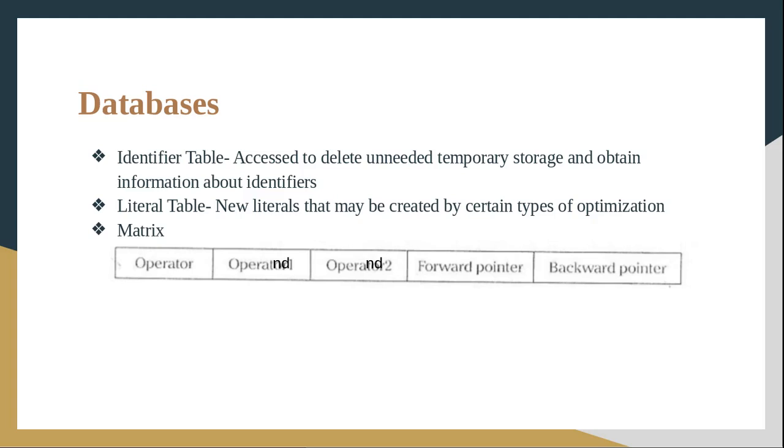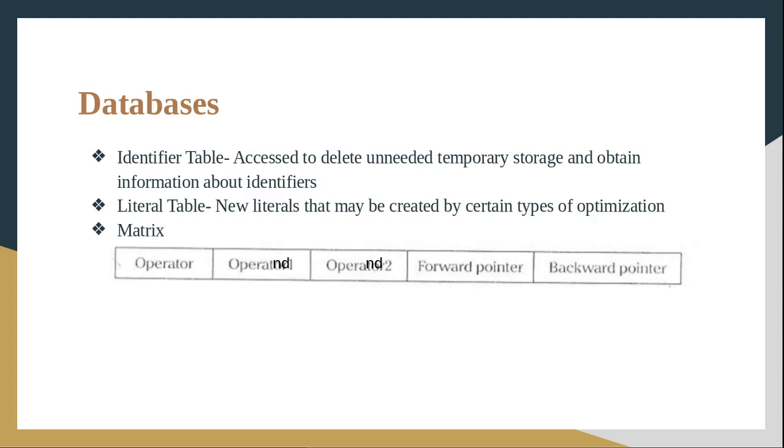Here in the optimization phase we require the identifier table. We'll see what its use is in the optimization phase. I told you that in the optimization phase we look for repeating sub-expressions in a statement. When we remove this unneeded temporary storage, we need to modify our identifier table accordingly, right?